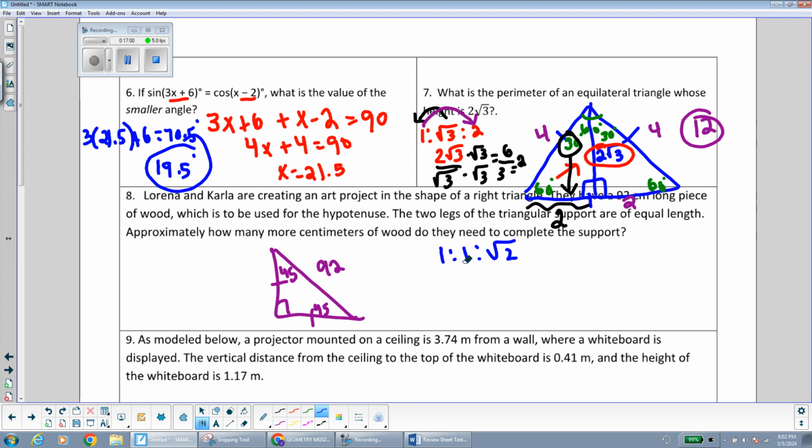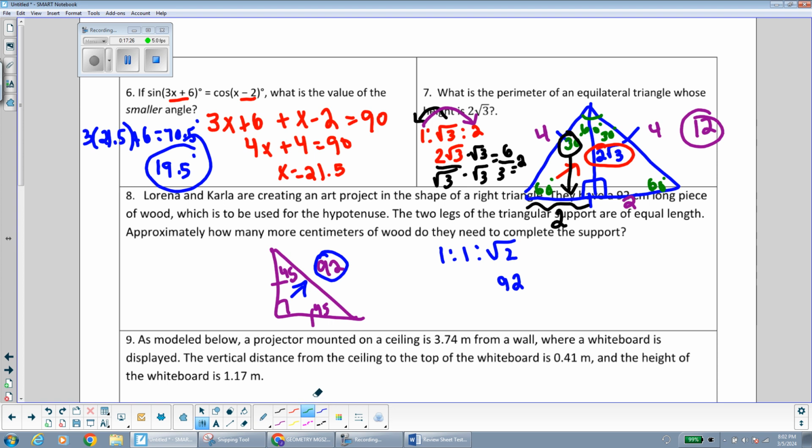1 to 1 means 2 of the sides are the same length, and that makes sense because we have 2 equal angles, so that means 2 equal sides. And the hypotenuse is radical 2 times as large as the legs. Here, we have the 92, which is across from the 90-degree angle. So we have the biggest side, we have the hypotenuse. So we have the radical 2 part of the ratio.